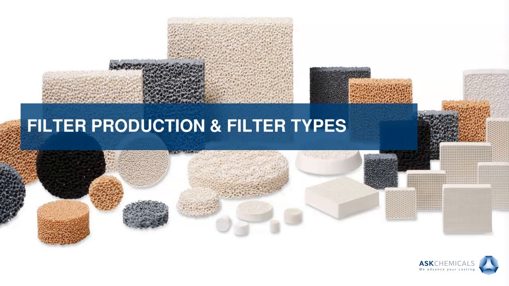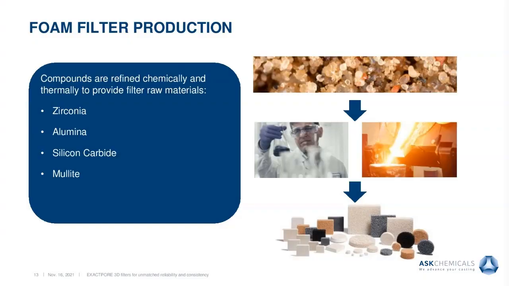I would like to talk about some foam filter production and filter types. Foam filters are produced when compounds are mined from the earth. They're either chemically or thermally refined to provide the raw materials. Four of the raw materials are here on the left: zirconia, alumina, silicon carbide, and mullite.